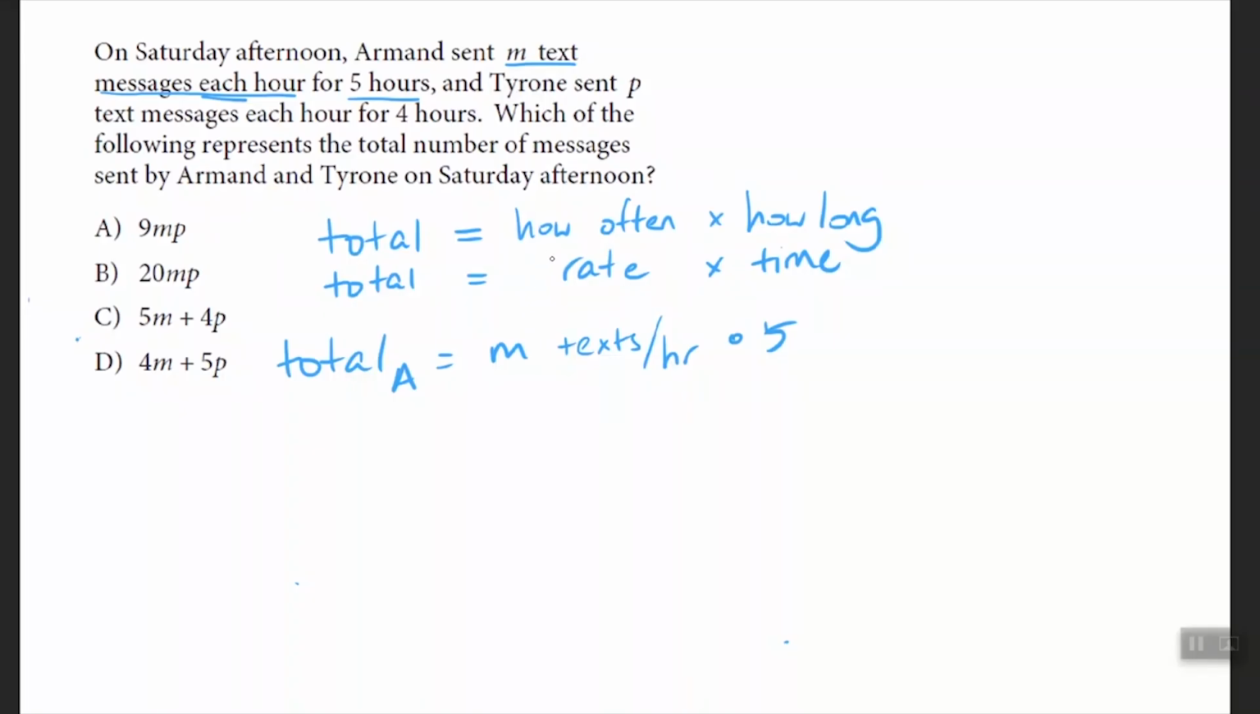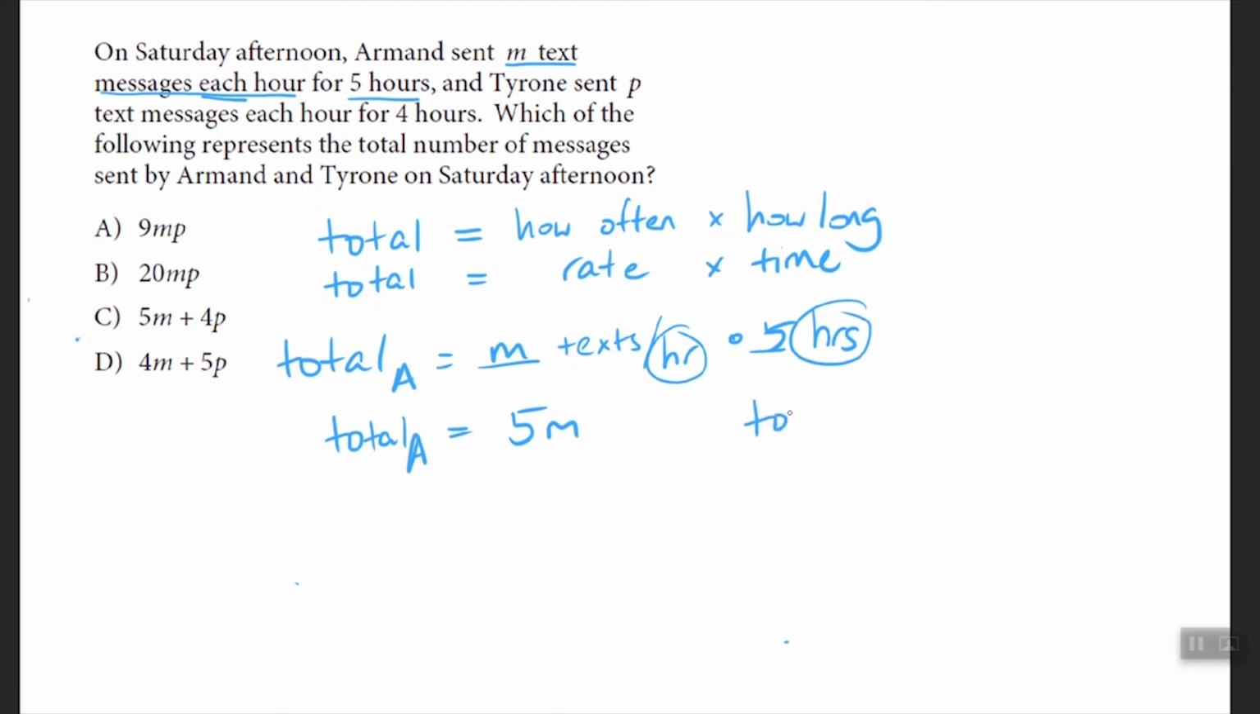All right, now that we're back from that tangent, let's continue where we left off. Here, the total for Armand is M texts per hour times 5 hours. Since the times match, we're able to multiply directly. So M times 5 equals 5M. So that's the total for Armand.